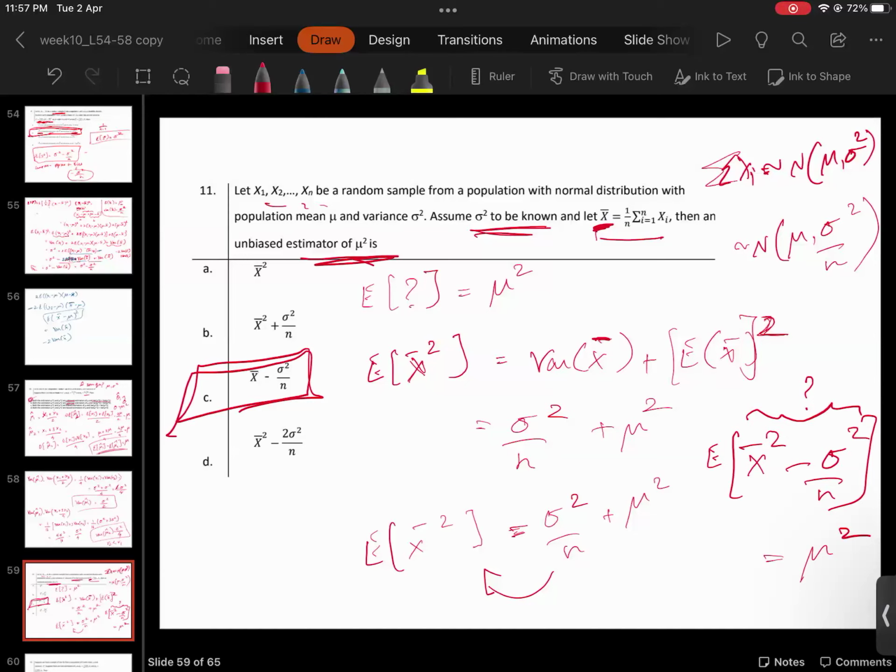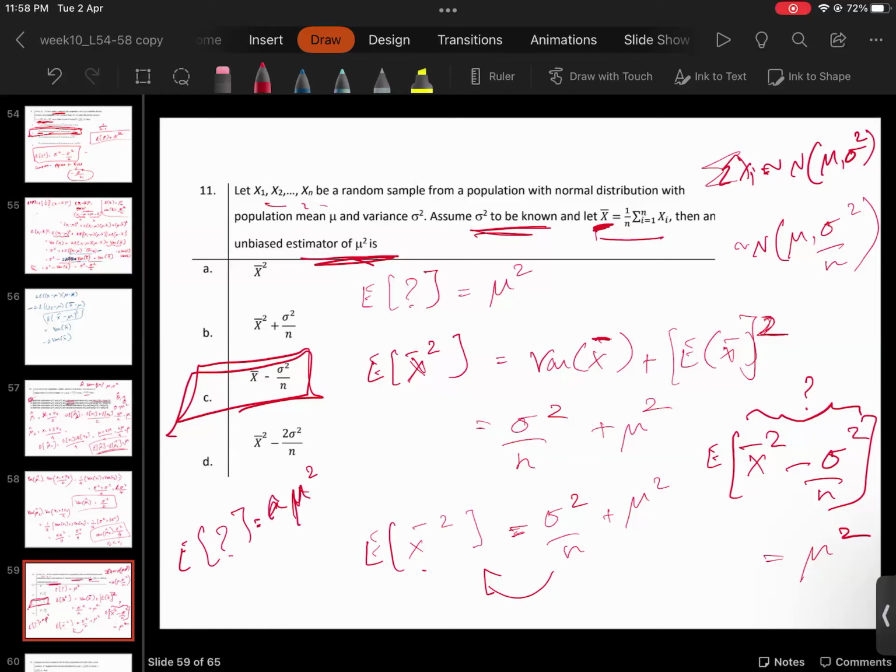Ma'am, what if in the unbiased estimator of mu square there is some constant also, like a mu square, b mu square, like this? Means there is some constant also. Yeah, you can just multiply the constant on this side.